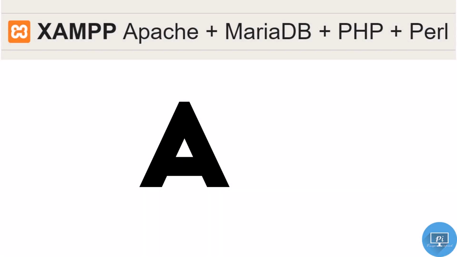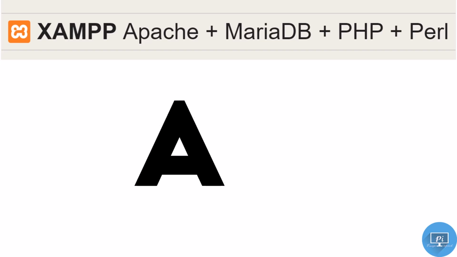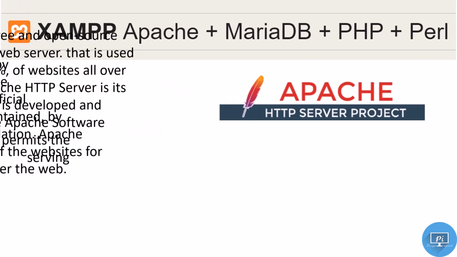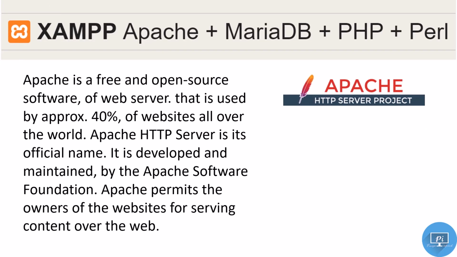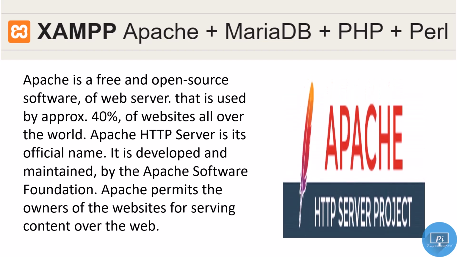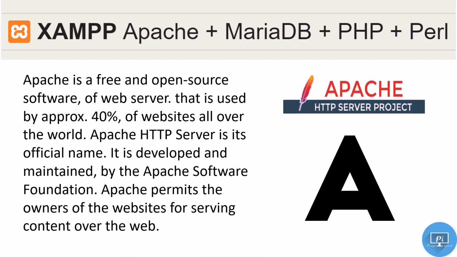Apache is a free and open-source web server software that is used by approximately 40% of websites all over the world. Apache HTTP Server is its official name. It is developed and maintained by the Apache Software Foundation. Apache permits the owners of websites to serve content over the web.